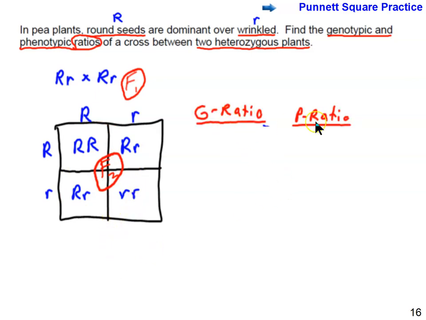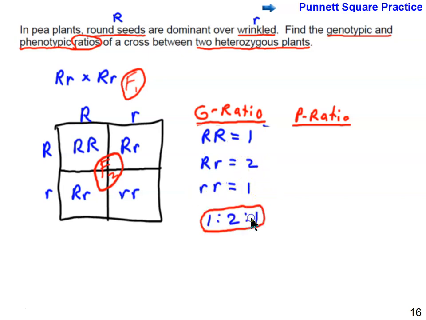If we calculate the genotypic and phenotypic ratios, list the possible genotypes, count them up. In this case, there are representatives of each. So we've got 1 homozygous dominant, 2 heterozygous, and 1 homozygous recessive. So we write that as a ratio. That's a 1 to 2 to 1 genotypic ratio. And whenever you have a monohybrid cross like this, you'll always get a 1 to 2 to 1 genotypic ratio as long as we're dealing with complete dominance.